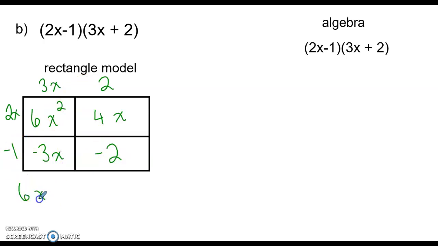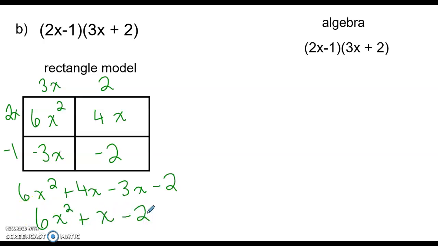So we get 6x squared plus 4x minus 3x minus 2. Again, we can simplify these like terms in the middle to get 6x squared plus x minus 2. And we should get the same answer if we multiply it out using the distributive property.